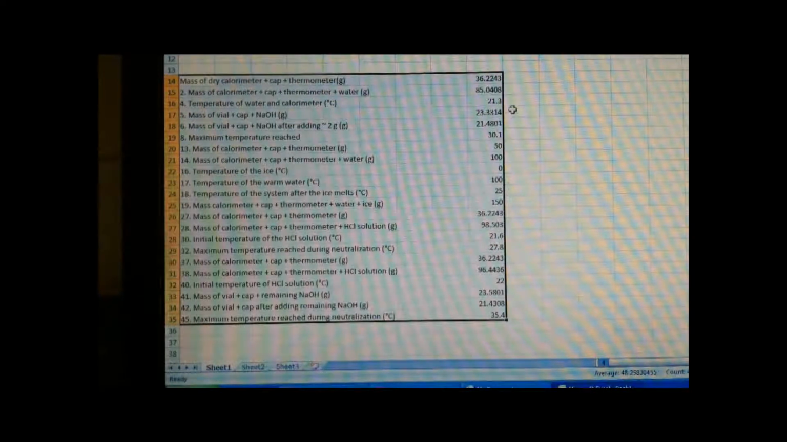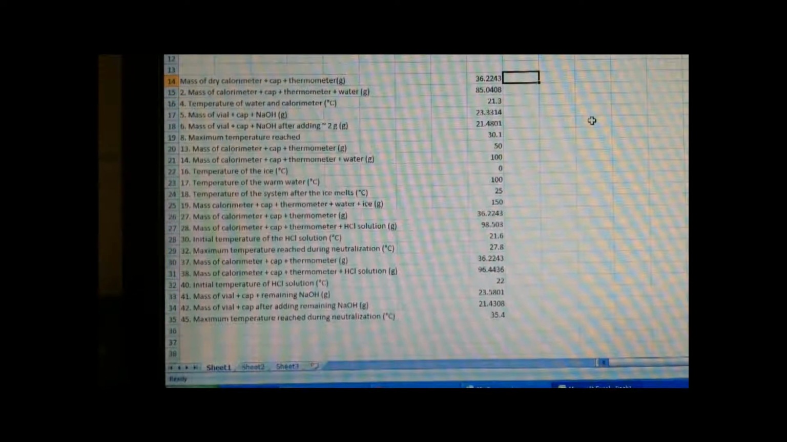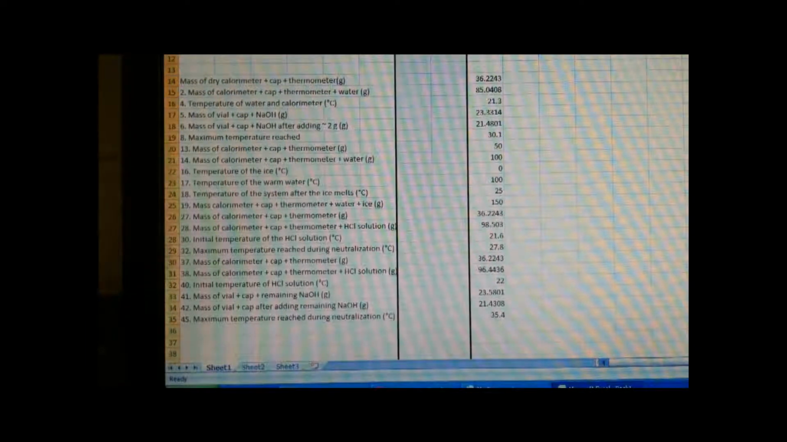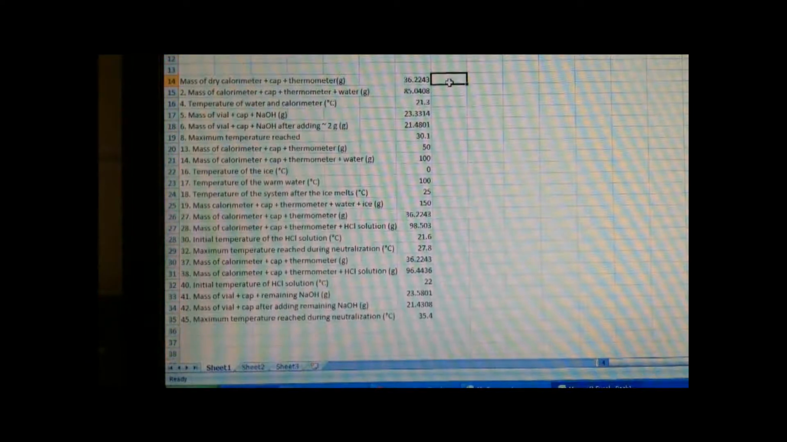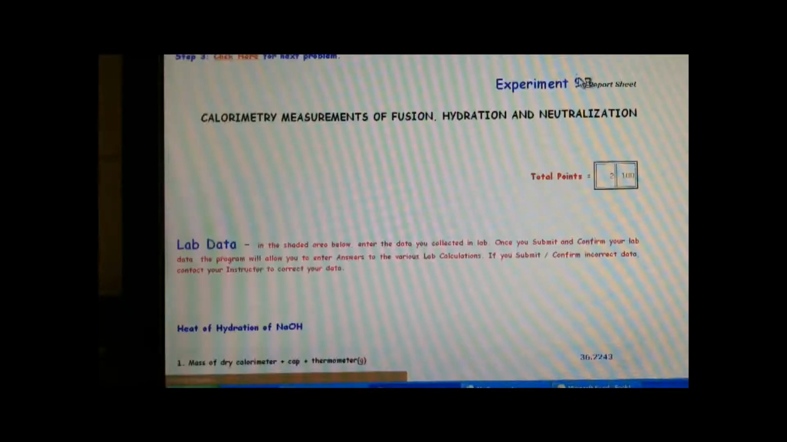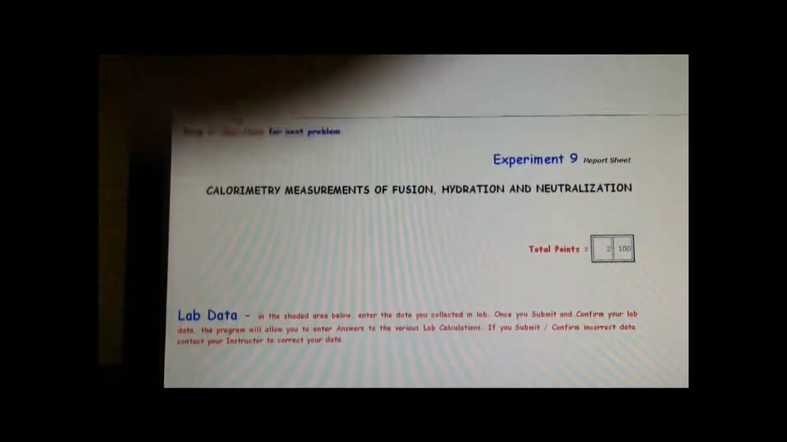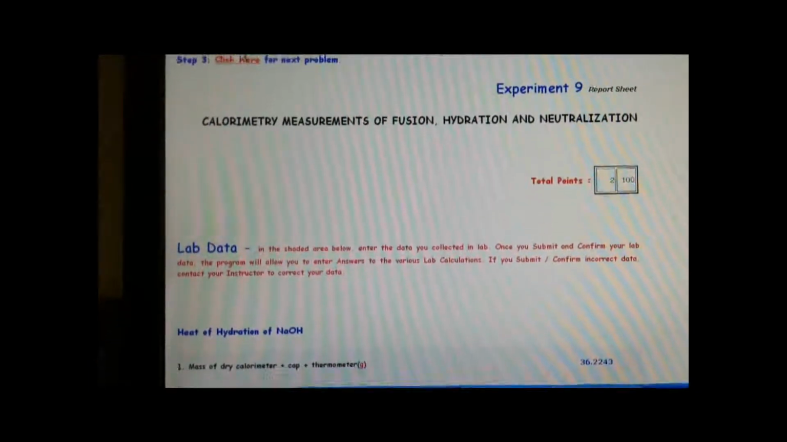Alright, so I have the data values entered into Excel. I just copied and pasted these so I could do some calculations with them easily. And so here are my two masses. I'm just going to find the difference between those, and that is 48.8165. So I put that in here, 48.8165, and there it tells me that my calculation is correct.